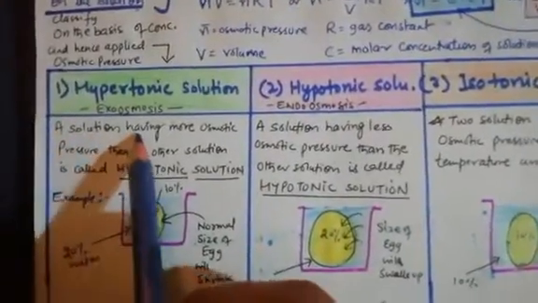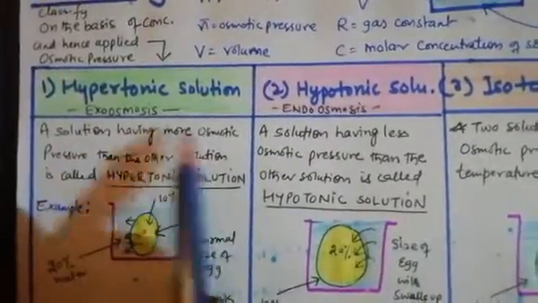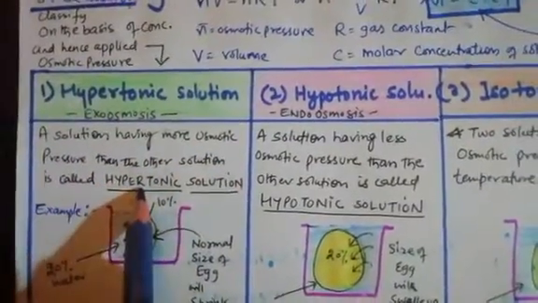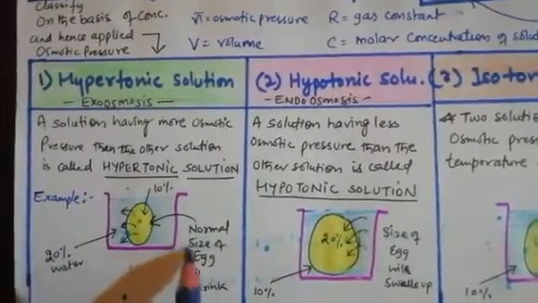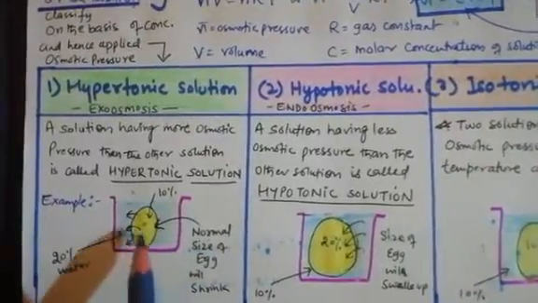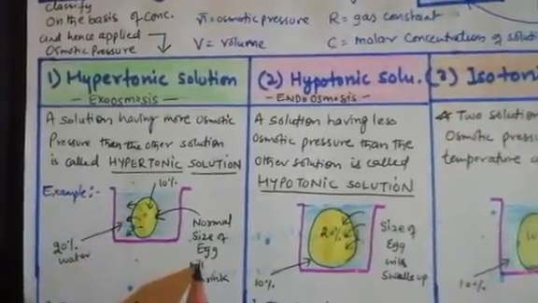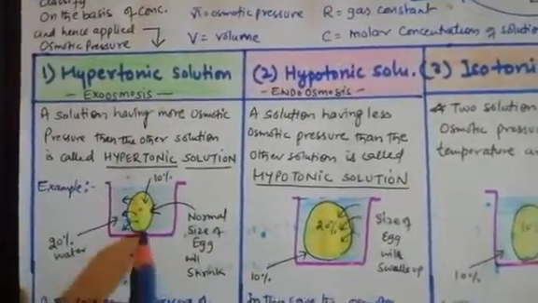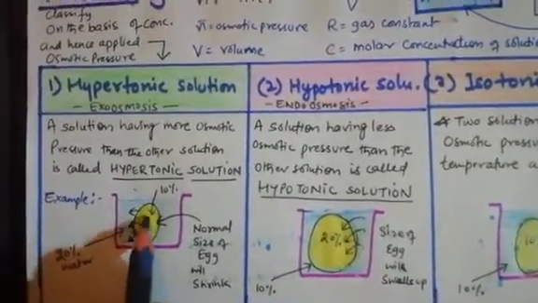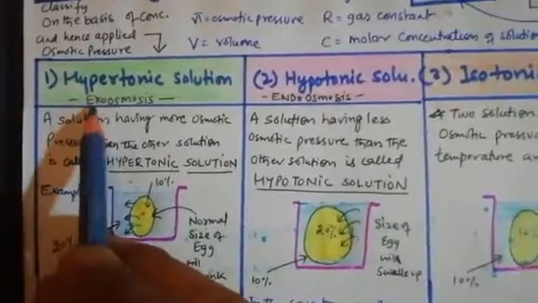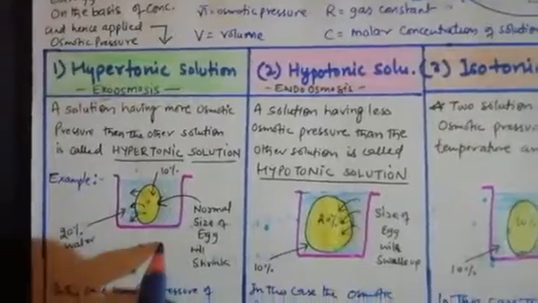A solution which has more osmotic pressure than the other solution is known as hypertonic. Let's discuss it with the example of an egg. When you put an egg in saline water, you can see the egg shrink. If the egg shrinks, it means the concentration inside the egg is more, so water flows out. That's why it is called exo, which means external, out. That type of process is called a hypertonic solution.